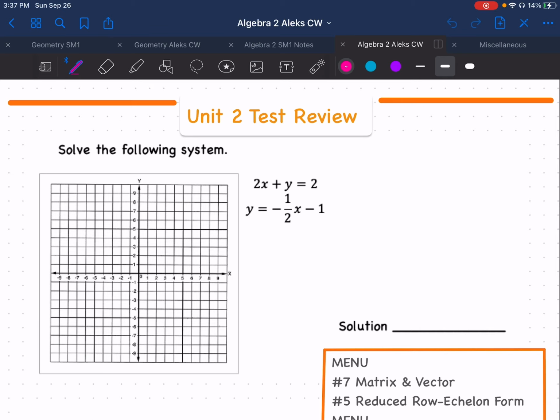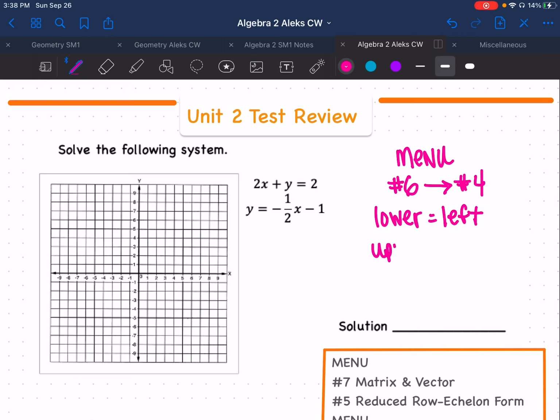And then once you have both of them graphed, you're going to go ahead and press the menu button. You're going to go down to number 6, which is Analyze Graph, and then from that menu press number 4, which is the intersection. Remember, your lower bound has to be to the left of the intersection point, and your upper bound needs to be to the right of the intersection point.